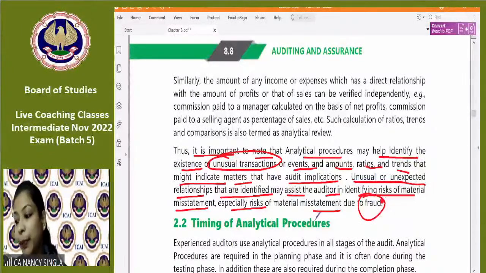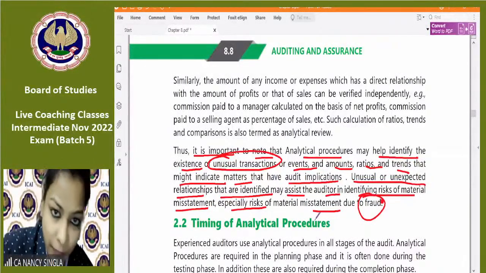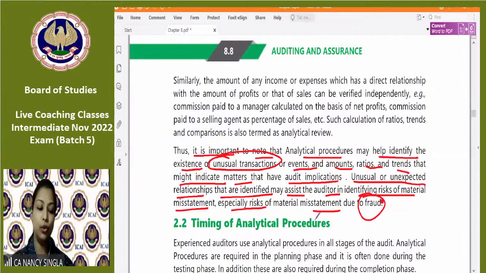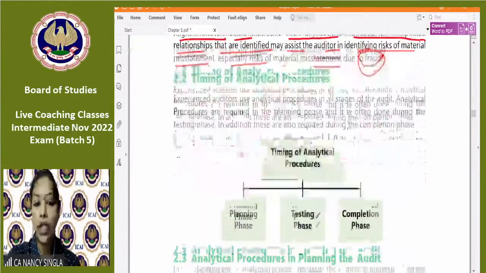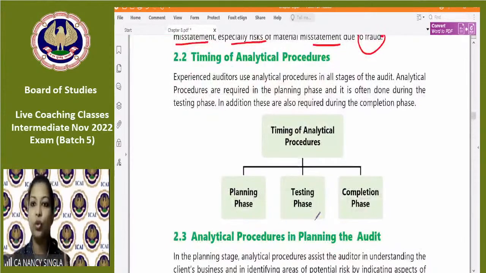Clear? The purpose, I'm sure it must have been clear to you. Why? Because this is just a revision of whatever we have understood about analytical procedures. Okay? Now, what is the timing? Since we have understood that concept, whereby I made that table of all the audit procedures, it must have been clear that at the planning phase, at the testing phase, and the completion phase, at all three phases, the analytical procedures are used.